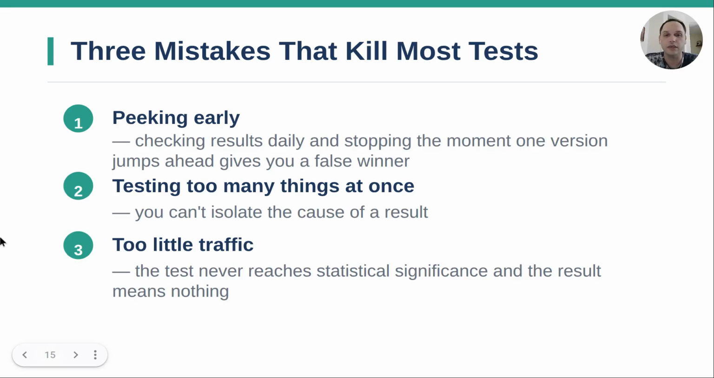3 mistakes kill most A/B tests. The first is peeking early, checking results every day, and stopping the moment version B jumps ahead. Early leads are often false, and stopping then almost always gives you a winner that isn't real. The second is testing too many things at once. You lose the ability to isolate what caused the result. And the third is running the test on too little traffic, so the numbers never reach statistical significance, and the result is essentially meaningless. Avoid those 3, and most of your tests will be trustworthy.